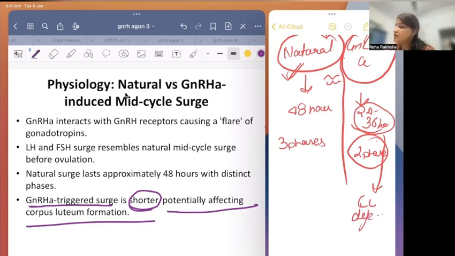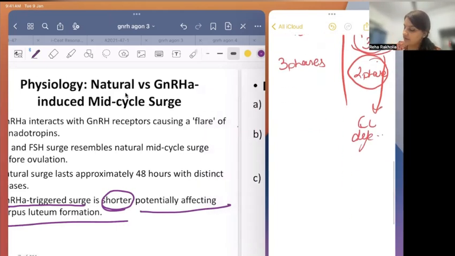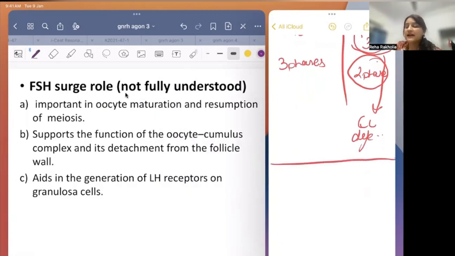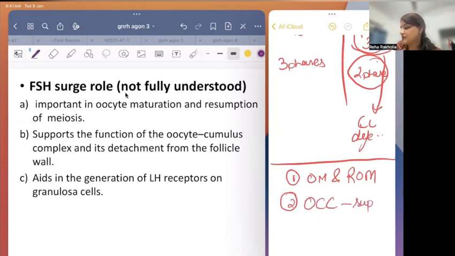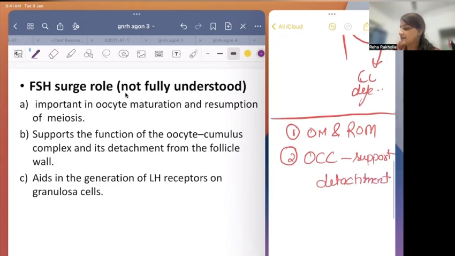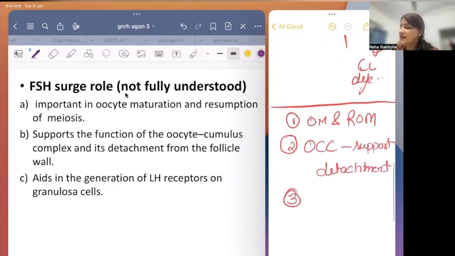In this we have done. Now we'll talk about the FSH surge. The FSH surge is not fully understood, but it is helpful in oocyte maturation and resumption of meiosis. Second, it supports the oocyte cumulus complex and helps in detachment of the follicle from the oocyte complex. Third, FSH causes LH receptors to grow in the granulosa cell.